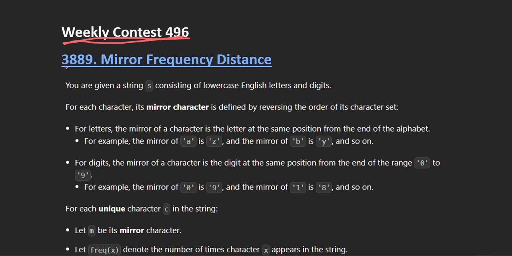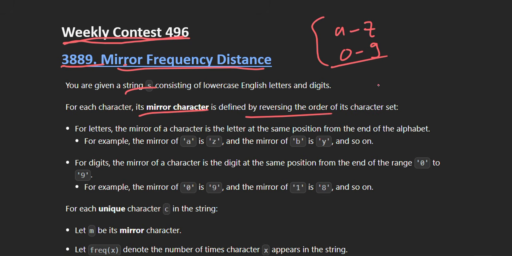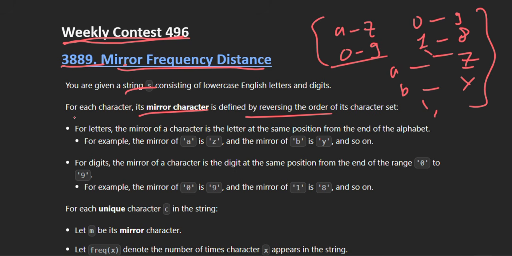Let's start with question number 1, that is Mirror Frequency Distance. Basically in this question we are given a string S which consists of alphabets from A to Z and digits from 0 to 9. For each character there is a mirror character defined by reversing the order of the character set. That means for A the mirror is the last character, that is Z. For B it is Y, and so on. Similarly for digits, for 0 the mirror character is 9, for 1 it is 8, and so on. So for every character there is a mirror character defined.